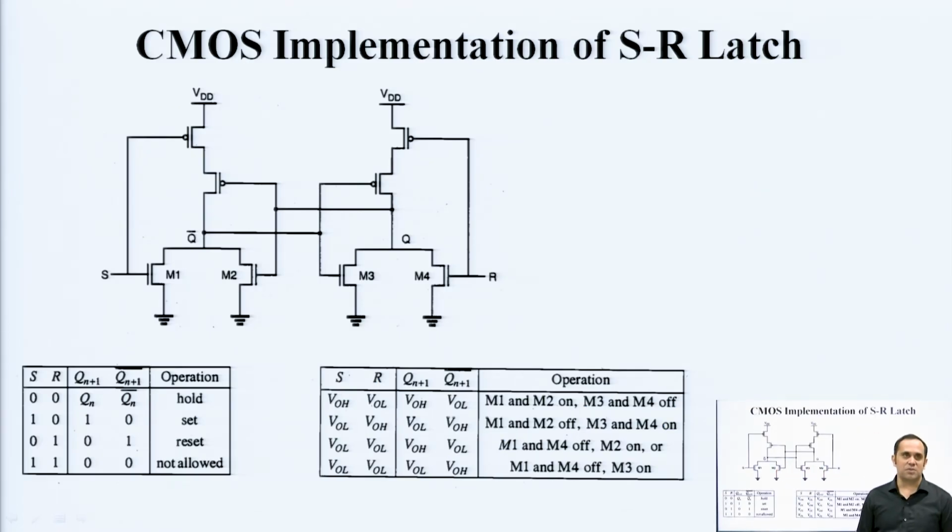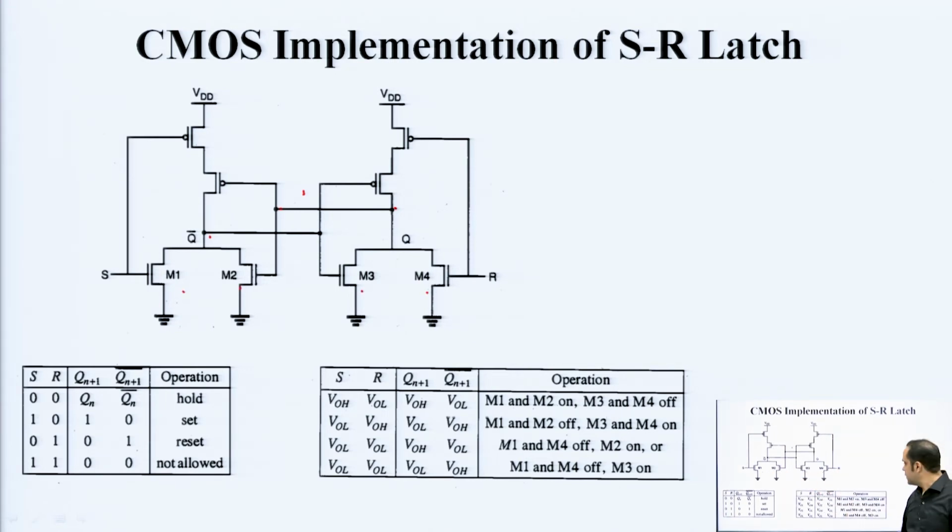This is how it is done in a CMOS implementation. So, you have a NOR version. You can see a series combination of PMOS and a parallel combination of NMOS, the simple NOR gate circuit. The only difference is that the output of this goes as input here, and the output of this goes as input here, cross coupling. And if you see the operation in terms of transistors, when S and R are at output high and output low respectively, M1 and M2 are on, M3 and M4 are off. This is M1, this is M2, this is M3, this is M4.